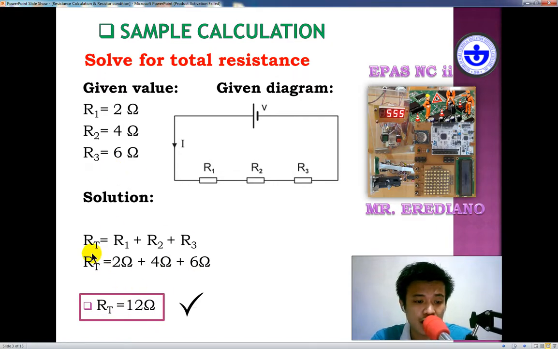So what you need to do here is get the sum, that is 2 plus 4 plus 6. Then we have our total resistance of 12 ohms, because 2 plus 4 plus 6 equals 12, and the unit here is ohms. Now our final answer for this example: our total resistance is equal to 12 ohms.